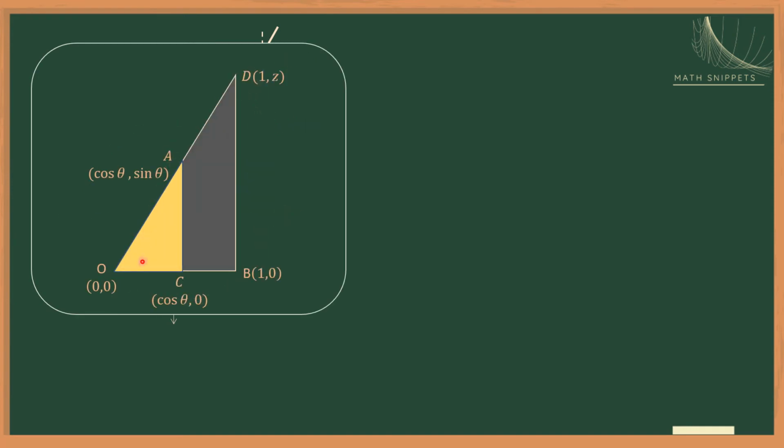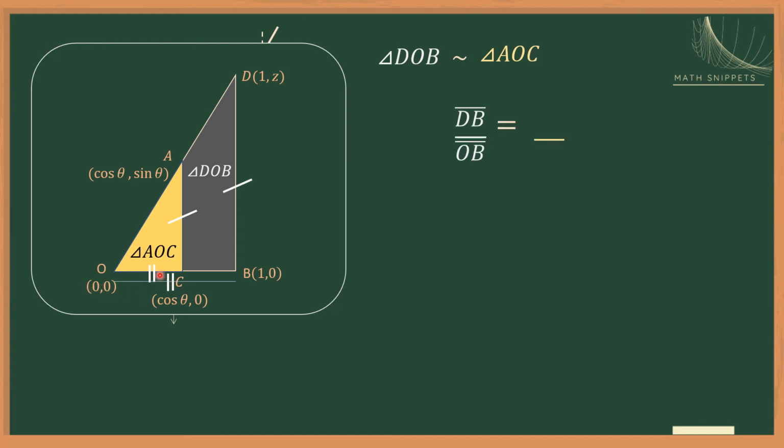Okay, so these two triangles, triangle AOC and DOB, are similar triangles. So when we have similar triangles, we can take the ratio of the length of their corresponding sides. So the height, that's side DB, corresponds to the height of the smaller triangle, which is AC. The base of the bigger triangle, which is OB, corresponds to the base of the smaller triangle, which is side OC. So we have this ratio: DB over OB equals AC over OC.